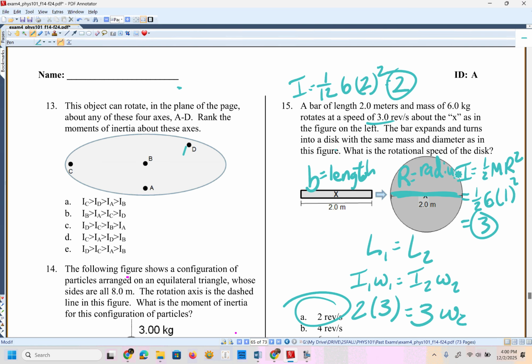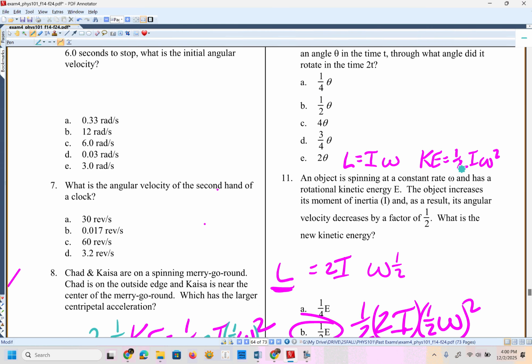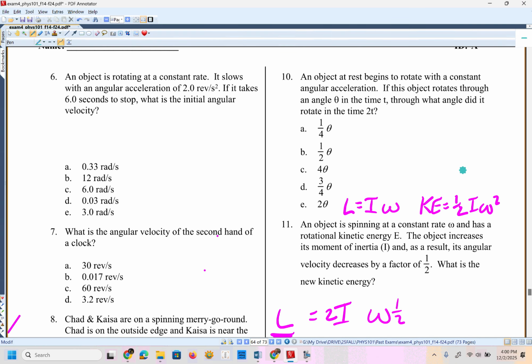Kate, you were about to raise your hand, weren't you? Number 6. That is a chapter 7 question. So you're not going to have to do that. Okay? You want me to do it anyway? No, I don't need to do it. It's not on these things. It's chapter 7. Not relevant.